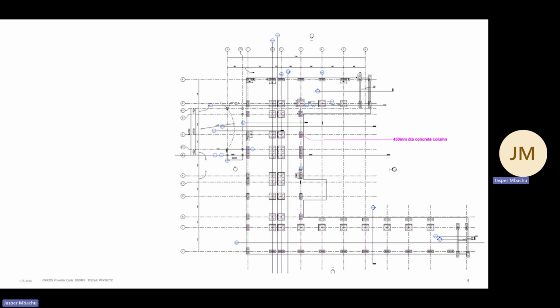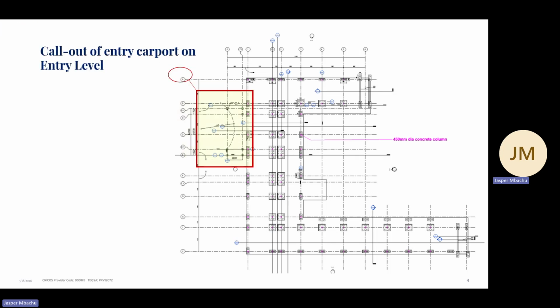So we will start with the entry floor plan. We need to clone it again, and we will take a callout on the plan, a callout of the entry carport on entry level. We'll get to that. I'm just giving you an overview of what we need to do. Then we'll go and start doing them, so you have an idea about the scope that we intend to cover.